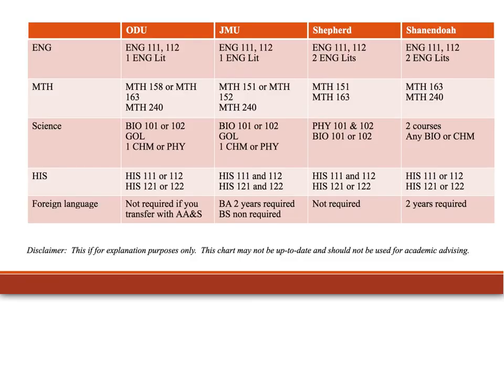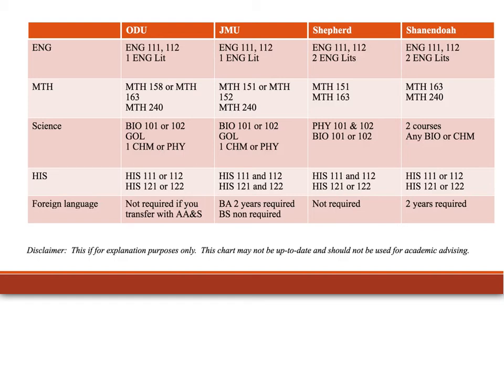Take a look at this chart. It is just an example and may or may not be up to date on the specifics, but it shows how the course requirements vary by institution. This chart is for elementary education. Some institutions want 1 literature, some want 2. Some want 2 history classes, but you better be careful which ones.